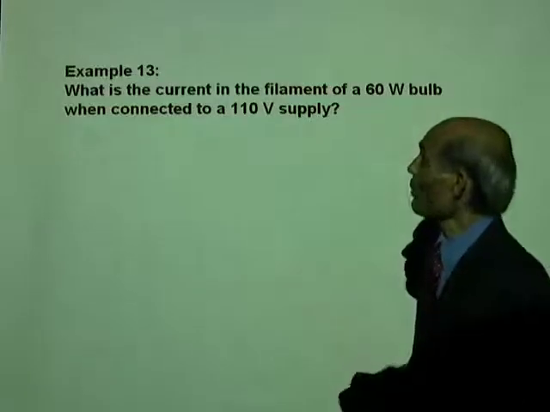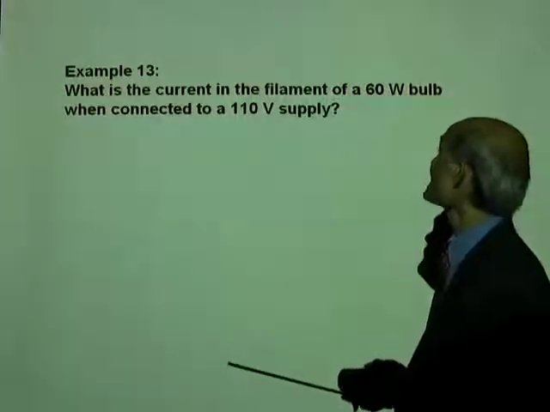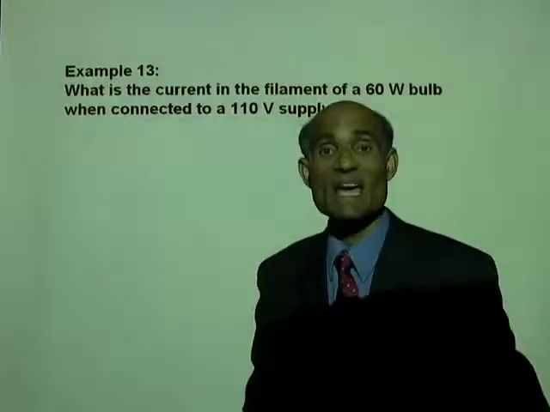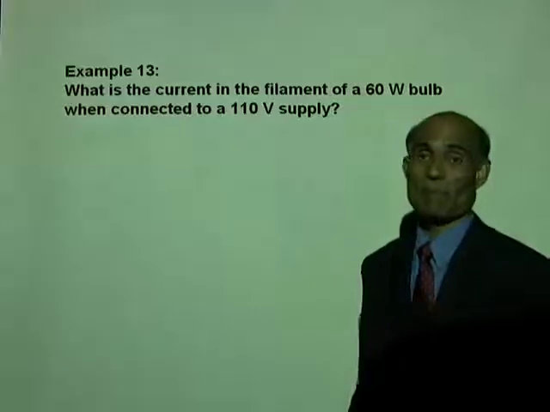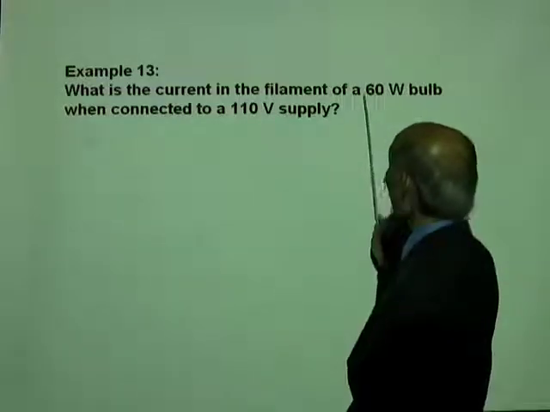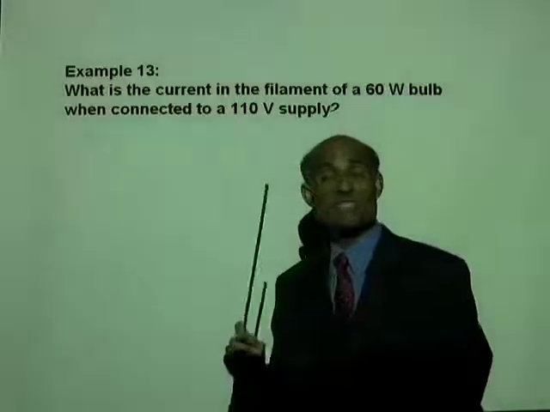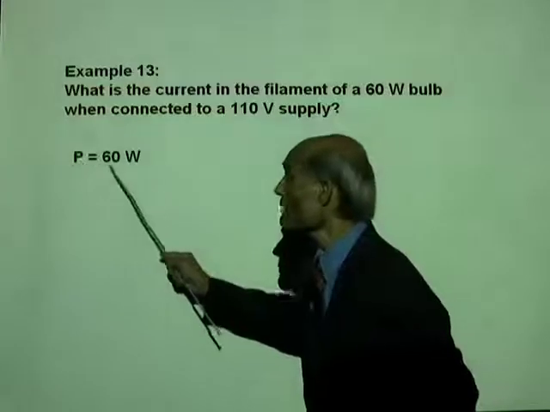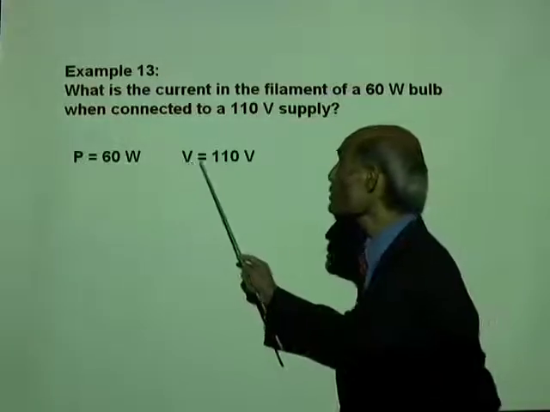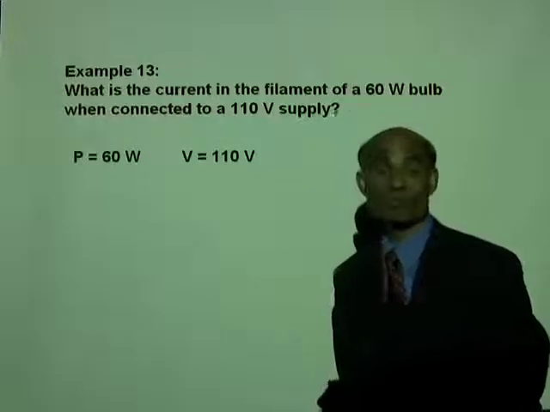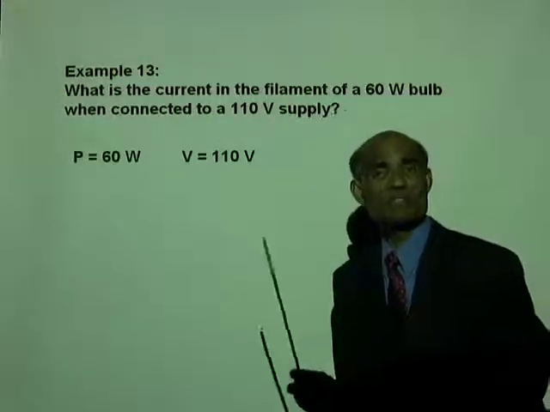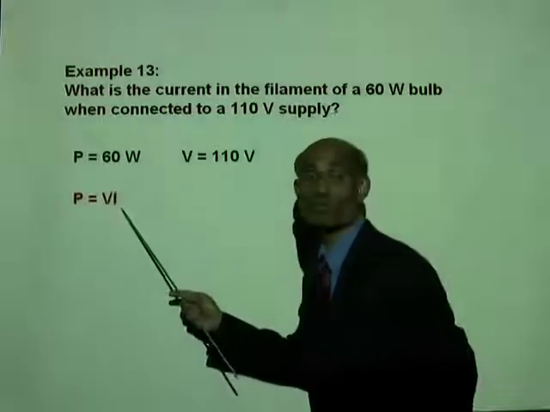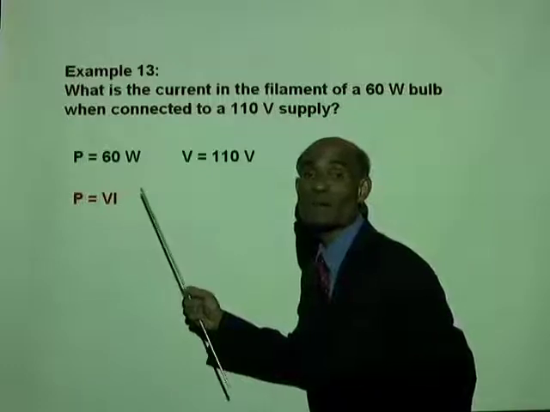Let's do an example. What is the current in the filament of a 60 watt bulb when connected to a 110 volt supply? Well, we know the power. The power of the bulb is 60 watt. What is the equation for power? Power is 60 watt and the voltage is 110 volt. Do you remember the equation we developed for the power? Power is V times I. Don't forget that. V times I.